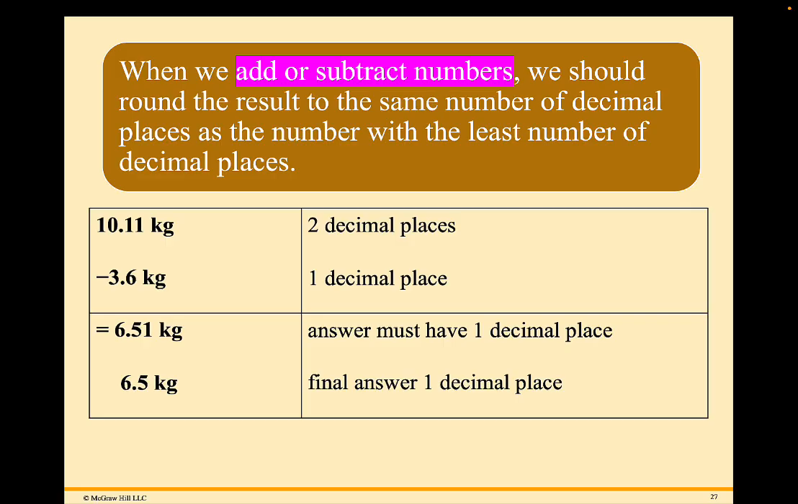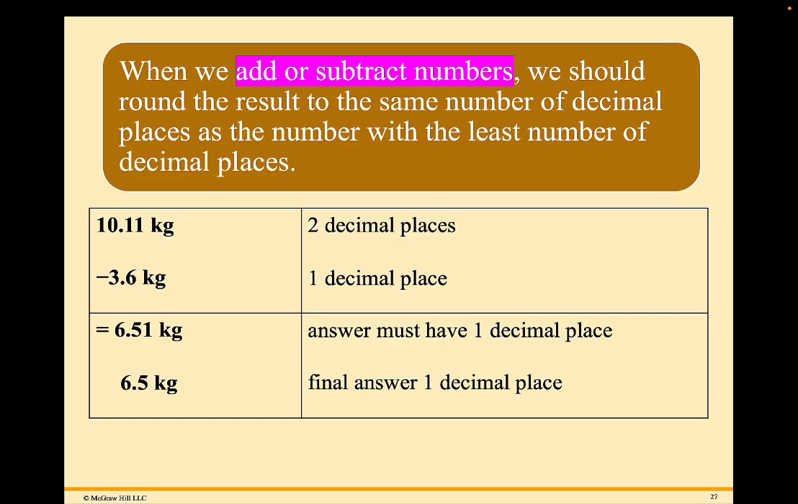Our final value can only be tracked to where we have the least number of decimal places. So in this case, it's 1 decimal place. We do our calculation, we get 6.51, but we have to report 6.5. We cannot keep that final value. It is just not precise from the information that we've used. 6.5 kilograms is going to be our answer here.